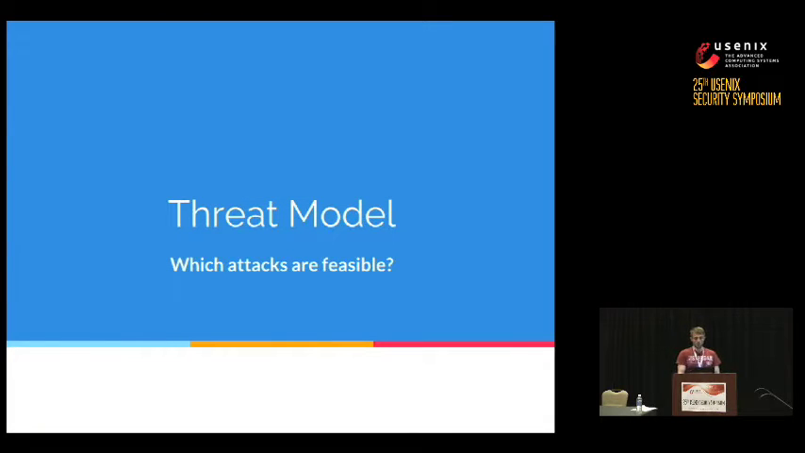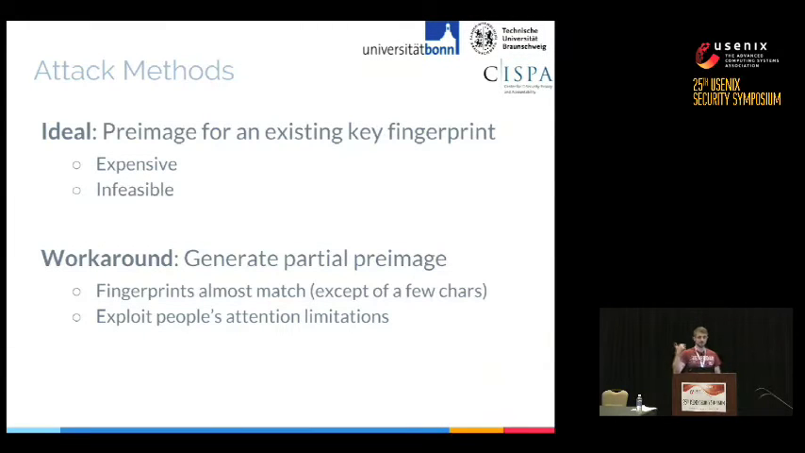So our threat model, how we did the preimage attack. The ideal attack would be, for an existing key fingerprint, we find a preimage, and this is mostly not possible for most hashing algorithms because it would be too expensive, but also infeasible if it's long enough.